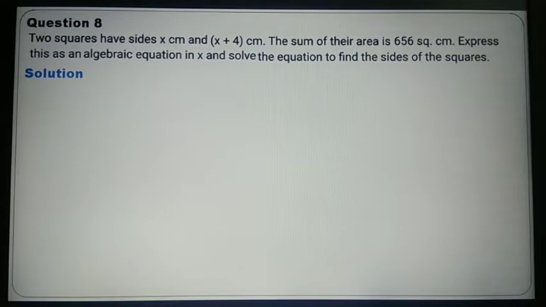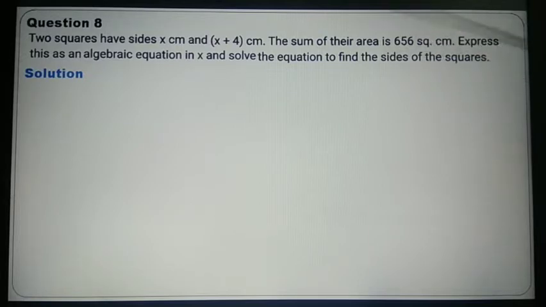The first question for the day. Two squares have sides x centimeter and x plus 4 centimeter. So basically there are two squares, and we know that in squares each side will be equal, right? So every side of a square will be equal, and in one of the squares each side is x centimeter, and in another one each side is given to be x plus 4 centimeter. Now the sum of their areas will be this much.